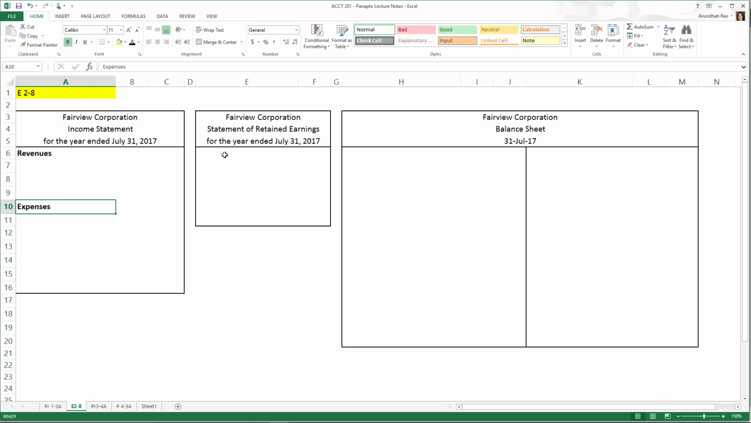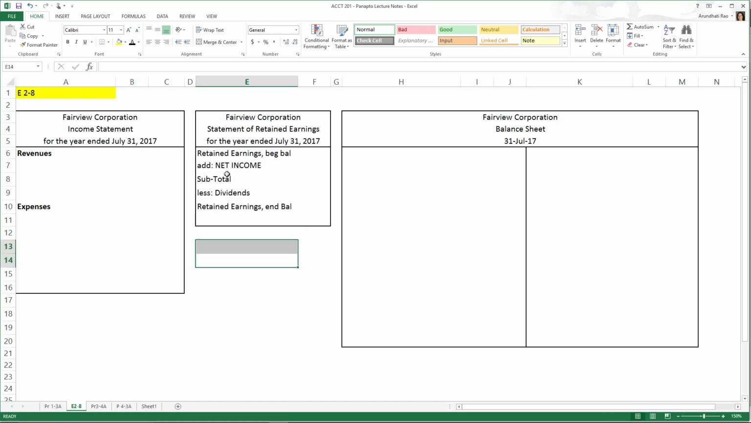Statement of retained earnings, the format is always the same. You will have retained earnings beginning balance. We will add net income, which we get from the income statement. When you combine those 2 numbers, you come up with a subtotal. We subtract dividends if any dividends were paid out. And then we have the retained earnings ending balance.